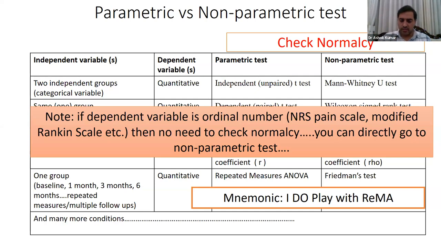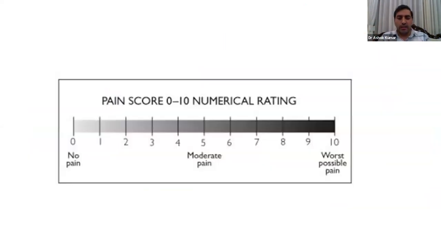Nowadays it's fashionable to calculate the median and interquartile range if the data is ordinal: no pain, mild pain, moderate pain, severe pain. So this is the NRS score 0 to 10: 0, 1, 2, 3, 4, 5, 6, 7, 8, 9, 10. There is no decimal. We can go directly for median and interquartile range and use a non-parametric test. If you use a parametric test, it's okay, no problem, but a reviewer comment may come and then you can change it.